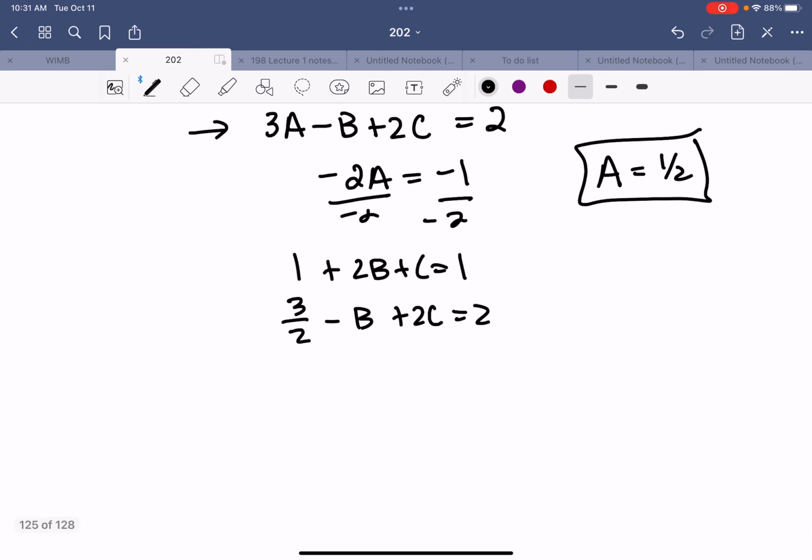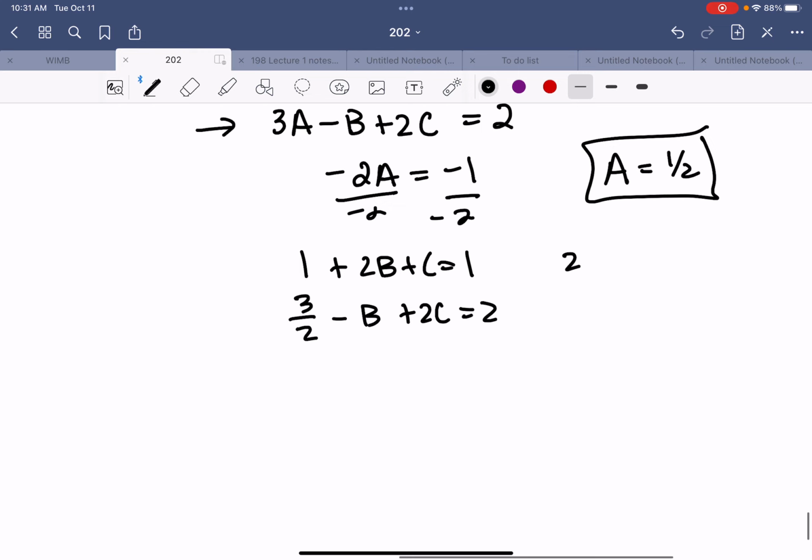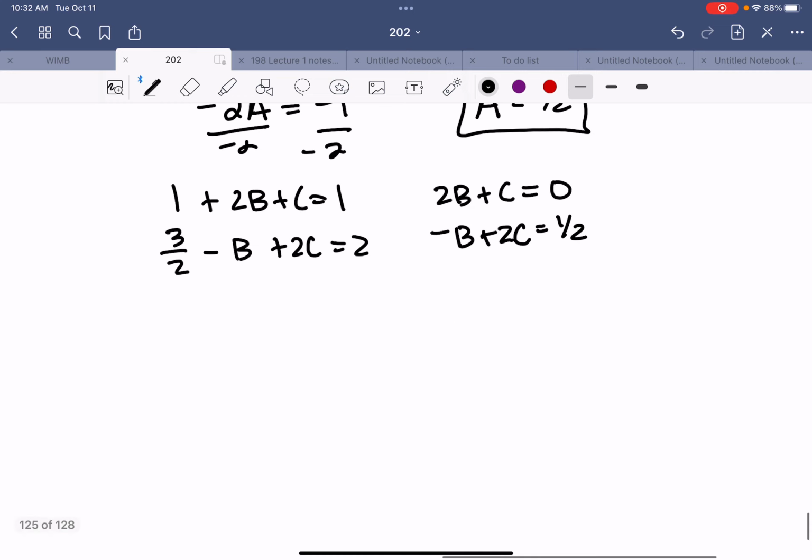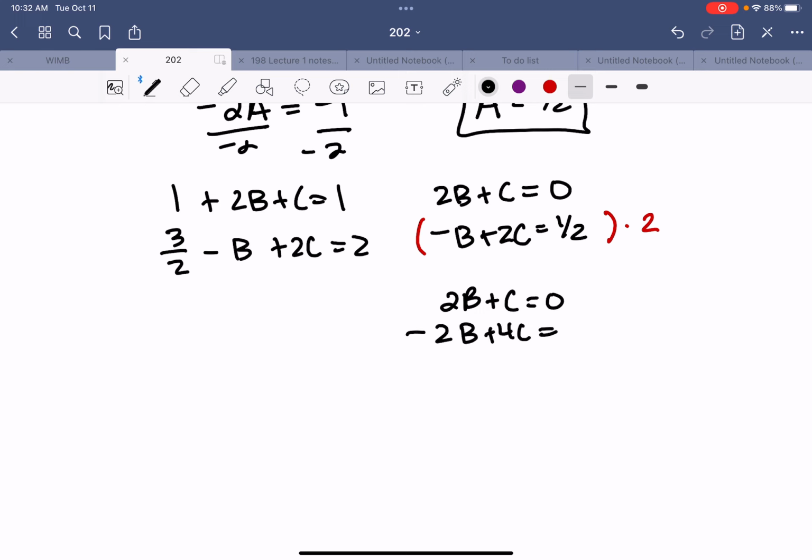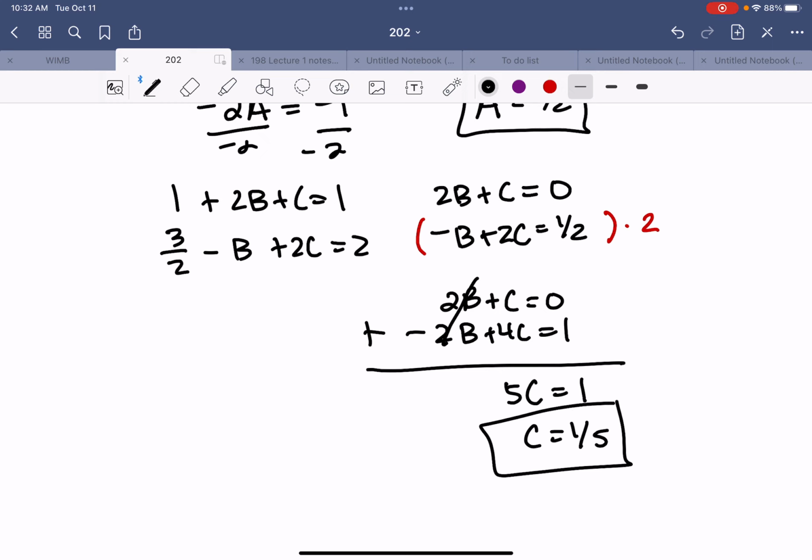And I'm going to move that to the other side. If you subtract 1 up top, that gives you 2b plus c equals 0. And on the bottom, I have negative b plus 2c equals 2 minus 3/2, which is 1/2. Okay, from here, I'm going to multiply the bottom equation by 2. The top equation stays the same, 2b plus c equals 0, and negative 2b plus 4c equals 1. If I add those two up, the b terms cancel, and I get 5c equals 1, or c is 1/5. There's my second value.